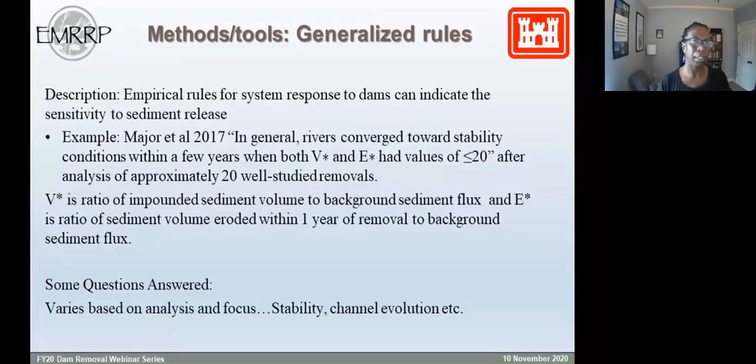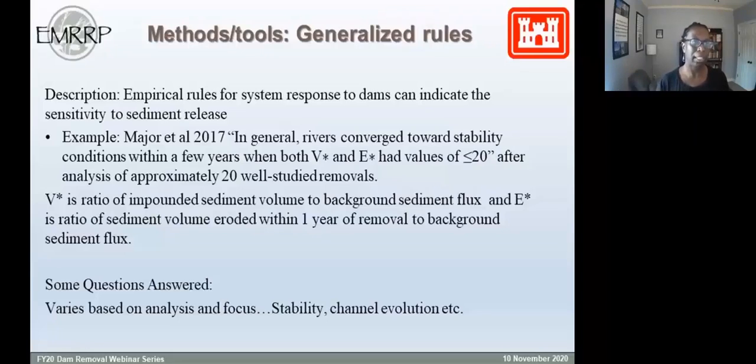So, for example, Major et al. in 2017 said, in general, rivers converge towards stability conditions within a few years when two variables or parameters, V star and E star, have values less than 20. That's a basic statement that came from the analysis of some other well-studied dam removal. And so by just pulling that information and saying, well, when these two parameters have that specific value, then we'll reach stability condition within a few years. And that's great information to have, and they didn't have to go out and collect a whole boatload of data.